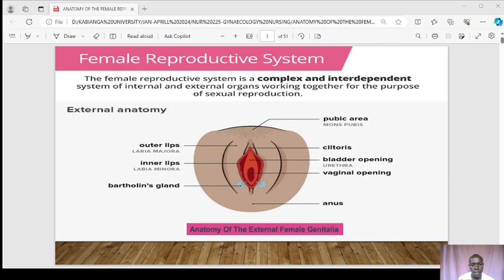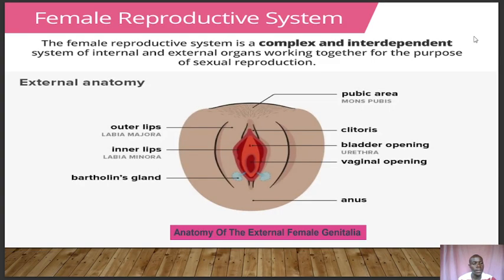Today we are looking at the anatomy of the reproductive system. Female reproductive system to be precise. The female reproductive system is a complex and interdependent system of internal and external organs that work together for the purpose of sexual reproduction. So we start by looking at the anatomy of the female genitalia.